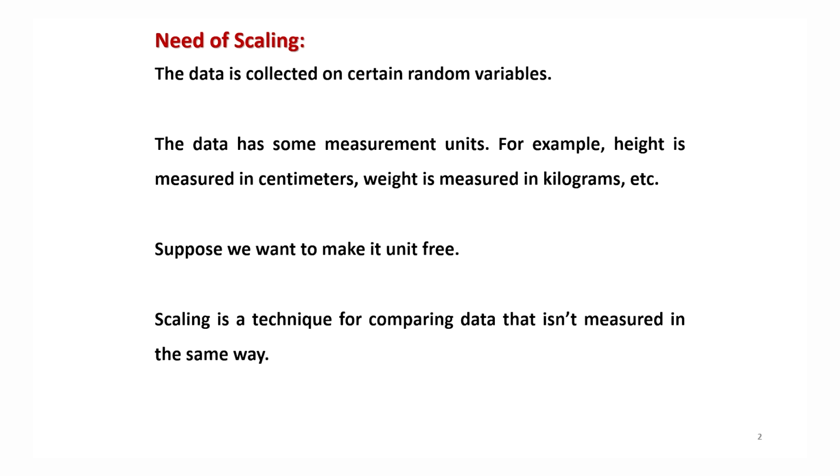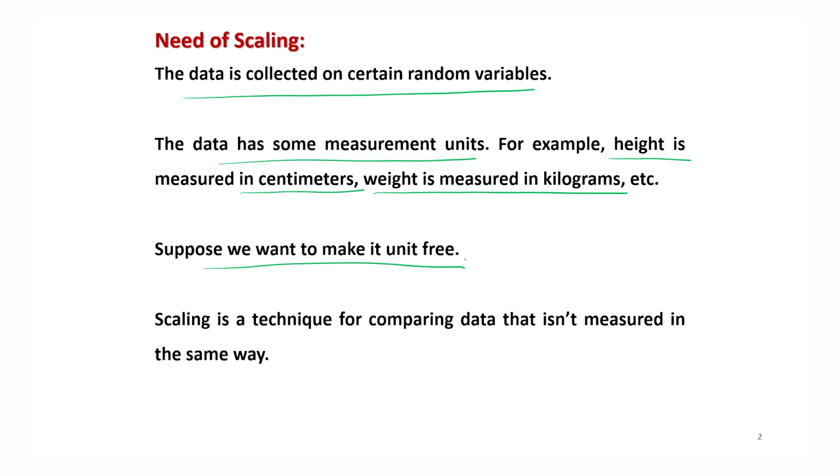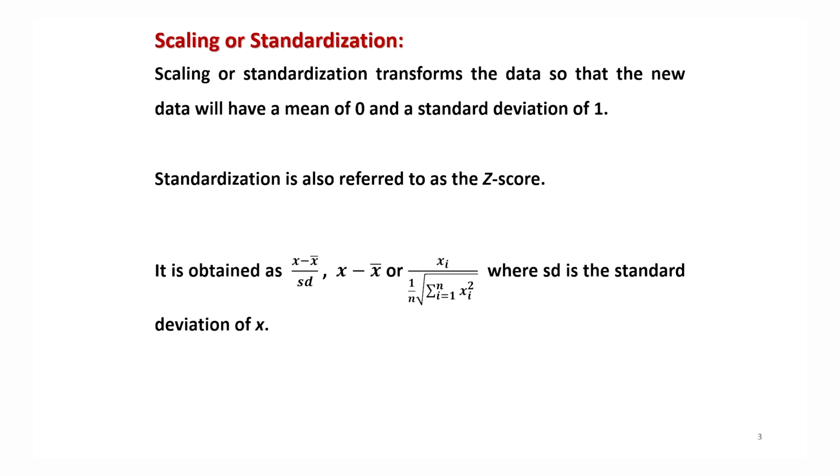So why is this scaling needed? Many times data is collected on certain random variables which have some measurement units. For example, if the random variable is height, then it is measured in centimeters. If the random variable is weight, it is measured in kilograms, etc. Suppose we want to make these observations unit free. For that we use the scaling of the data. This concept will make the observations unit free. So scaling is a technique for comparing data that is not measured in the same way, where different variables have been measured in different units.